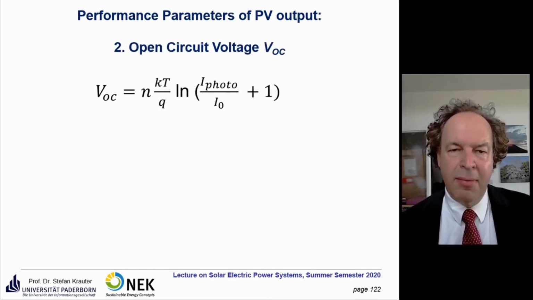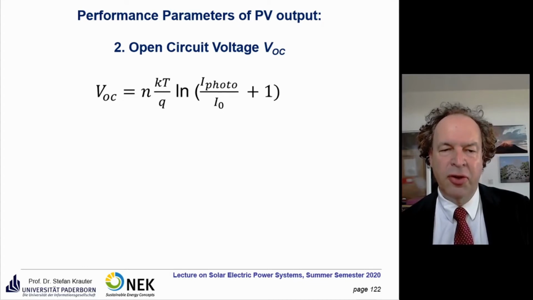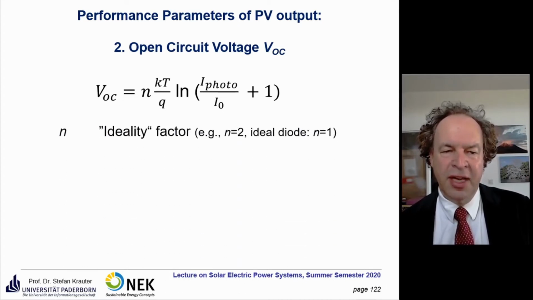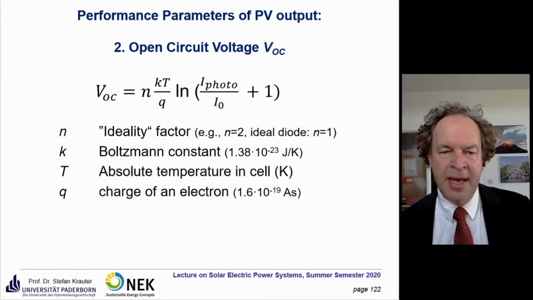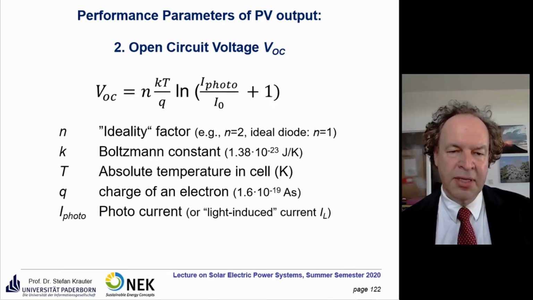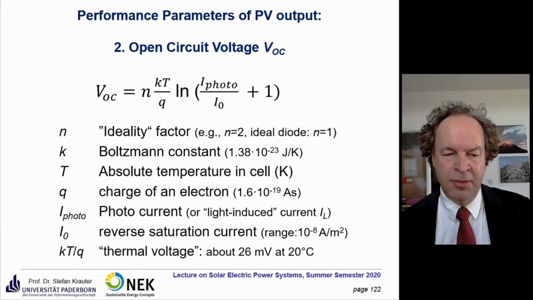The performance parameters of the PV output also include the open circuit voltage. You see the formula for the open circuit voltage here. So you have again the ideality factor times kT divided by q, and then the natural logarithm of the photocurrent divided by the reverse saturation current plus 1. And here kT divided by q is again the thermal voltage.